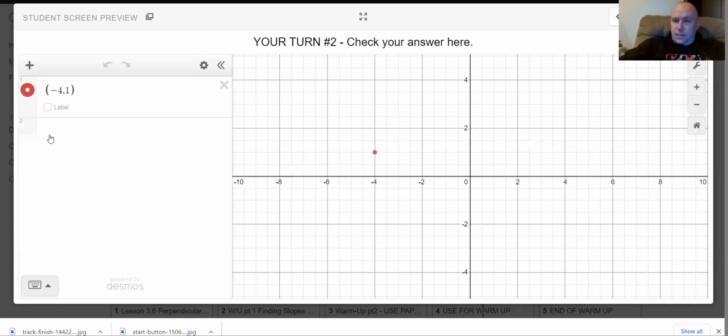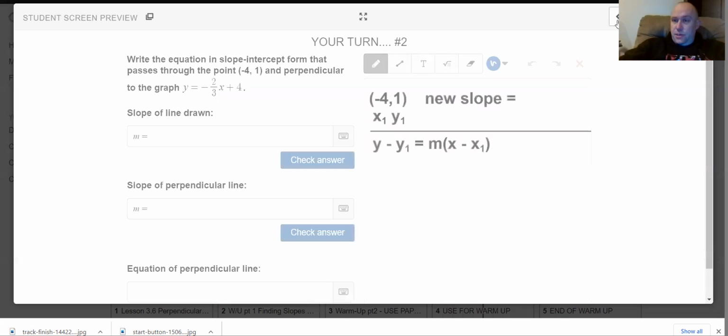Now, once you do have an answer as well, just remember in Desmos, you can actually type in the equation here and check, does it actually pass through the point? That's what the question's talking about.